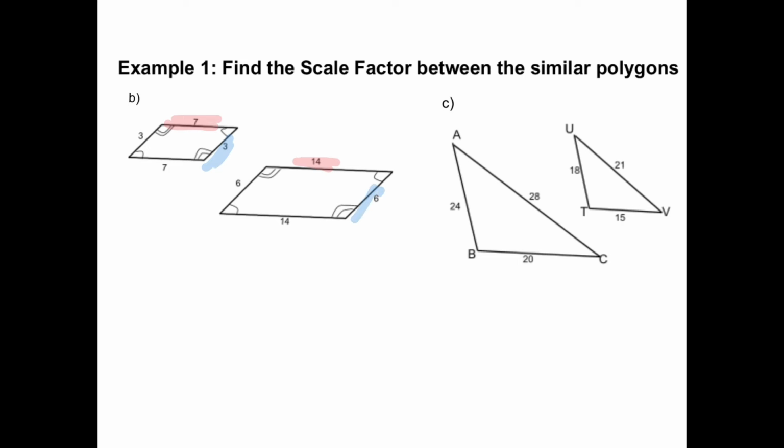So if we look at 7 to 14 and 3 to 6, it looks like that's going to be the same thing. 7 to 14 and 3 to 6, they both simplify to that same 1 to 2 ratio. That's the scale factor. Looking at example C, the numbers are a little bit more complicated.